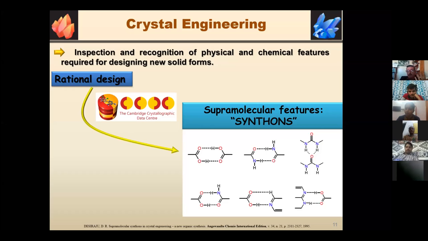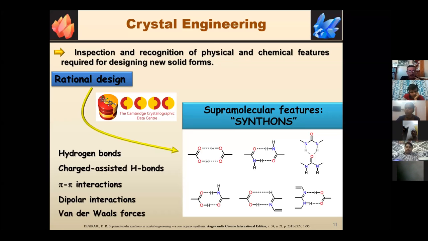That means how is the relative probability of the different intermolecular interactions that can be produced, in order to use that probability as a key tool to design new materials, new solid forms with new physical, chemical, as well as biological properties. That means redirecting intermolecular interactions like hydrogen bonds, charge-assisted hydrogen bonds, pi interactions, and so on.